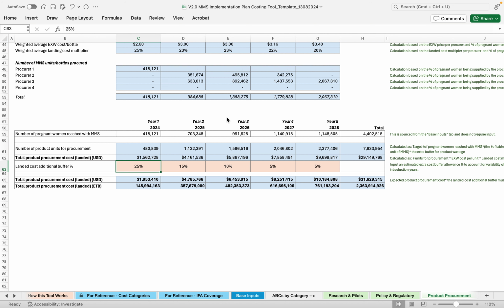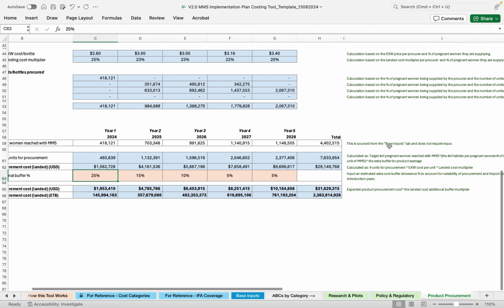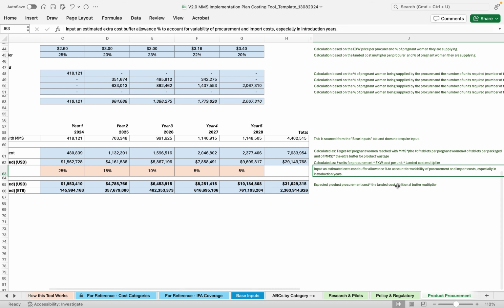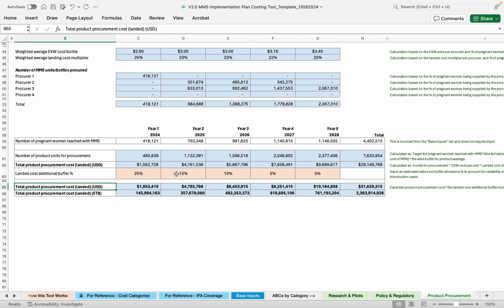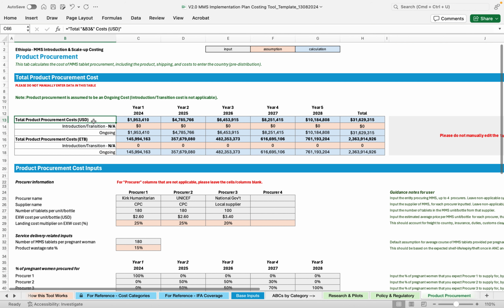This is an extra additional buffer allowance to account for variability of procurement and import costs, especially in the introduction years. So this can be zeroed out. You don't have to enter inputs here, but it is to help understand what the extent of extra costs could be and account for that in this costing of the implementation plan in the early years due to unanticipated or unaccounted for possible costs that could come out. Then the tool calculates in USD and converts for local currency what the totals are, which are reflected in this upfront table.